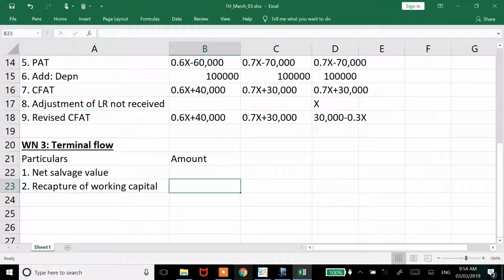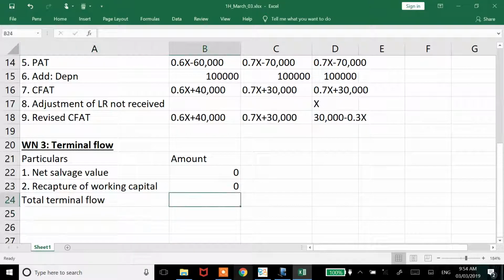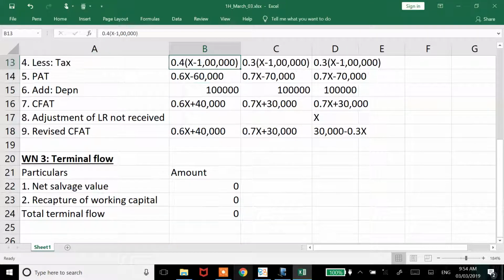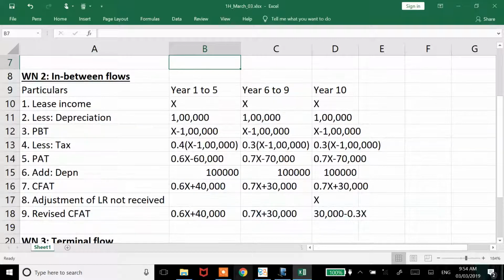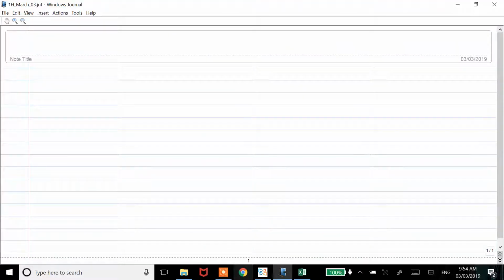Is there any salvage value given in the question? 0. Recapture of working capital 0. Total terminal flow is 0. Next, computation of lease rent.